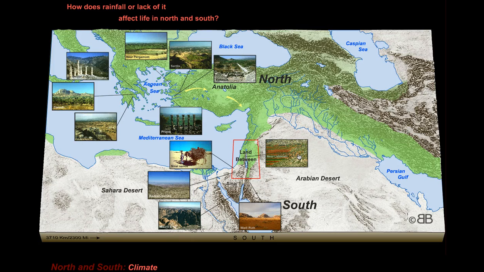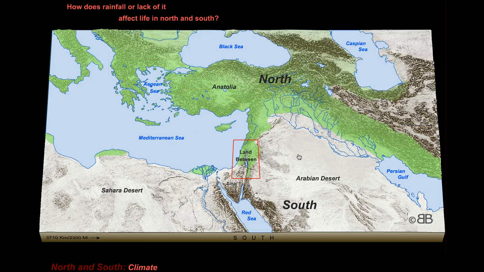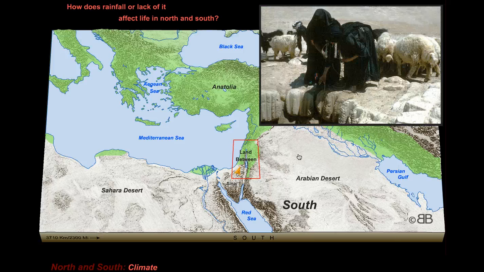From central Anatolia, the forested slopes of the Cilician Gates offered one of the main passes to ports on the northeastern Mediterranean. Lack of rainfall, however, restricted southern occupation to springs and water holes. Here Bedouin women draw water from a well in the biblical Negev, a border region between the farming and herding cultures.